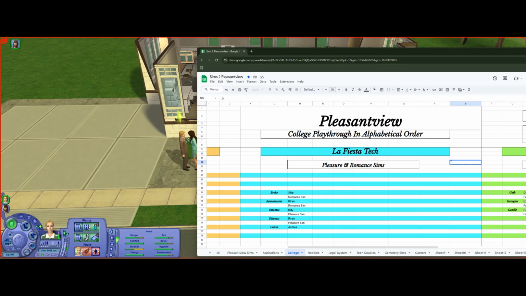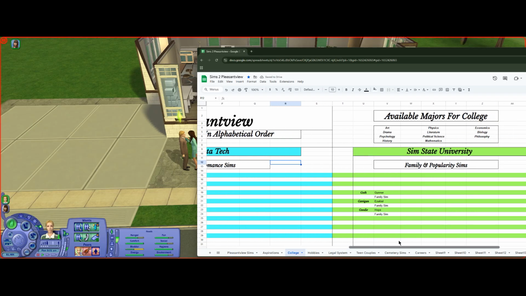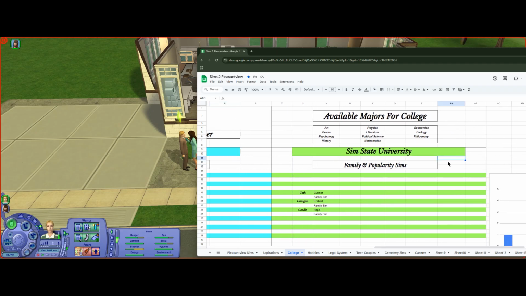But yeah, this college is very laid back, and that's why I have my pleasure romance Sims here, because more than likely they're not going to want to do their homework or their assignments and write term papers. They're not just going to have wants to do that. They're going to have wants to have fun and date and romance Sims. So yeah, it's just a party college, so it's not that serious of a college, but yeah. And then we have Sim State University housing our family and popularity Sims.